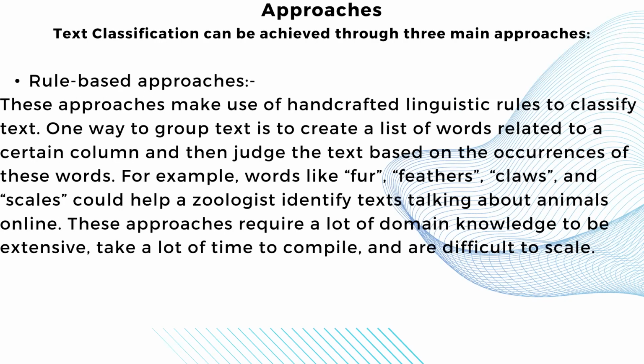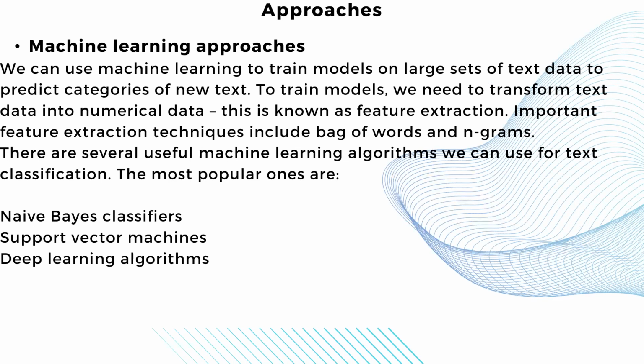The approaches. Text classification can be achieved through three main approaches. First, rule-based approaches. These approaches make use of handcrafted linguistic rules to classify text. One way to group text is to create a list of words related to a certain category and then judge the text based on the occurrence of these words. For example, words like fur, feathers, claws, and scales would be used by a zoologist to identify text talking about animals online. These approaches require a lot of domain knowledge to be extensive, take a lot of time to compile, and are difficult to scale.